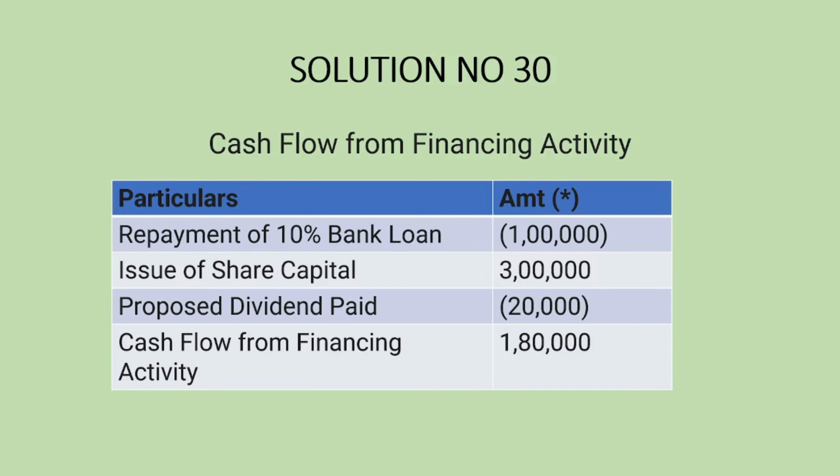So in that case, if we make a table and solve it, repayment of the 10% bank loan is minus 1 lakh rupees, issue of share capital is 3 lakhs, and proposed dividend paid is minus 20,000. So the cash from financing activity is 1,80,000. So the answer is 1,80,000.